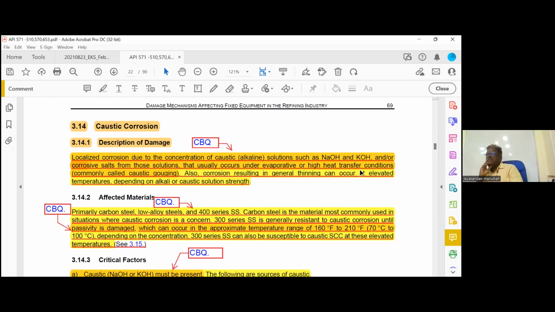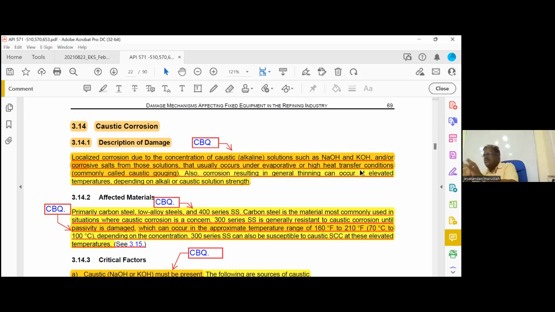Then how to prevent it? Design. We have to change the design. We should not allow caustic to move freely inside a water wall, so we should ensure that it is properly mixed. Suppose you cannot change the design, then what you have to do? You have to go for a nickel alloy. You have to change the material. NDT, nothing special because it is corrosion. We can do UT or RT.